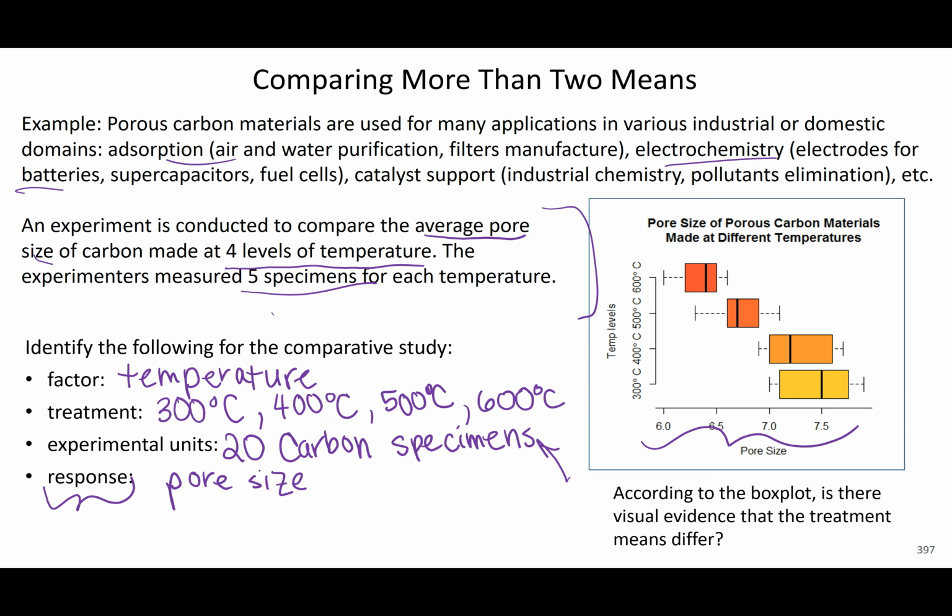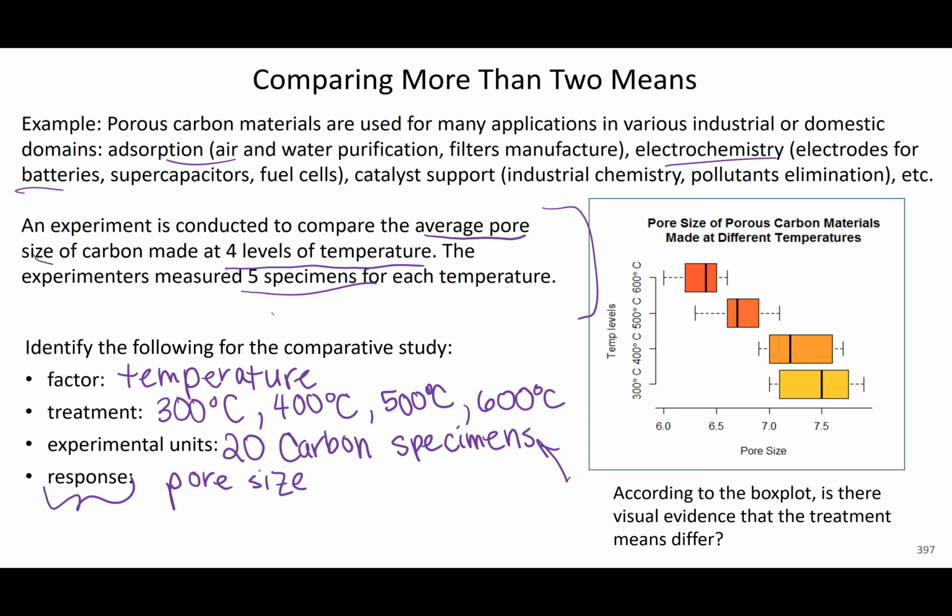Looking here at this box plot, we might just preliminarily look, is there visual evidence that the treatment means differ? One of the big things that we look at is for overlapping or non-overlapping boxes. If you look here, treatment at 600 degrees Celsius, its box doesn't overlap with any of the other 3 boxes.